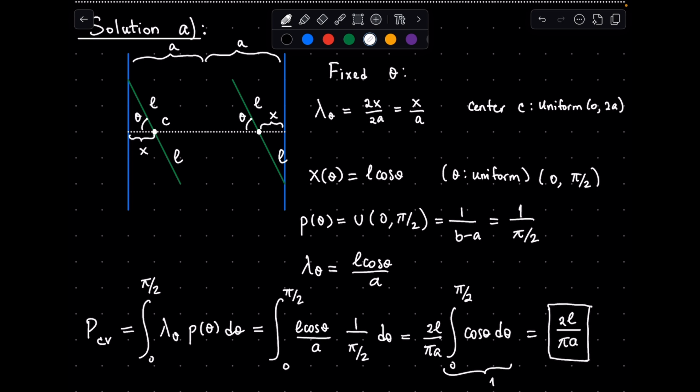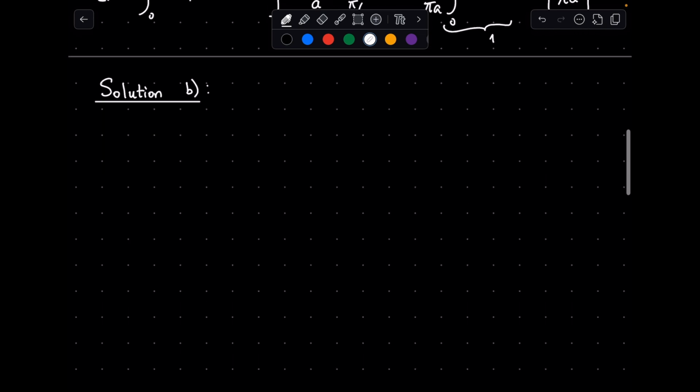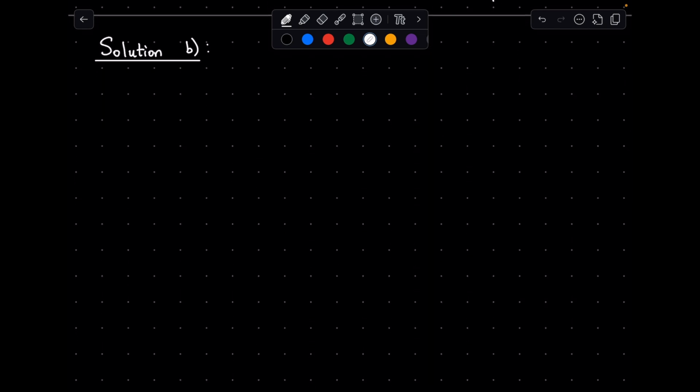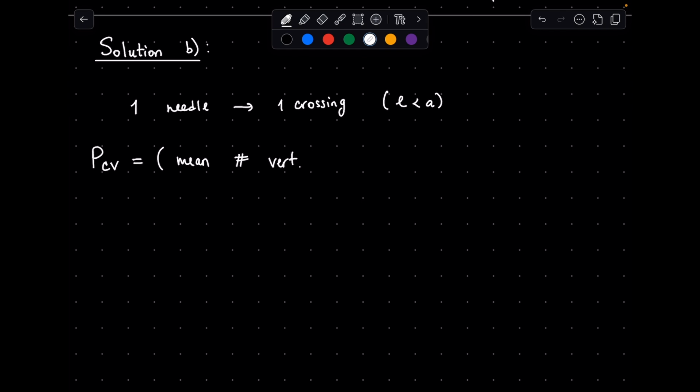Next, let's move to part B. Here we have horizontal lines in addition to the vertical lines on the table. And the question asks us the mean number of lines the needle crosses. Now, remember that in the previous part, one needle could have one crossing, as L is smaller than A. And we found the probability of the needle crossing a line, which is PCV. But we argue that this is the same thing as the mean number of vertical rulings crossed.